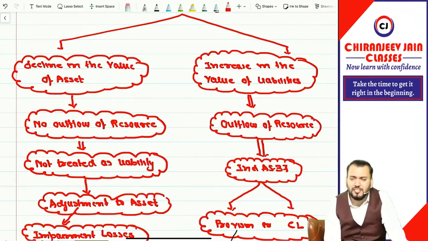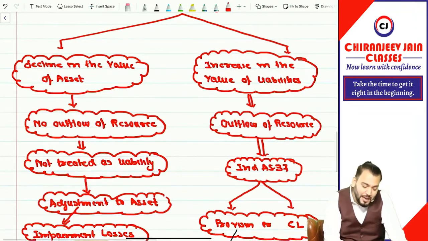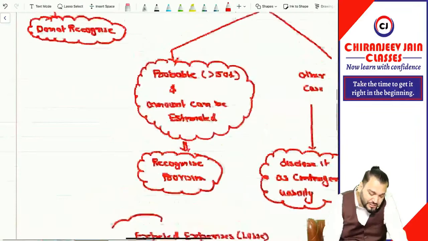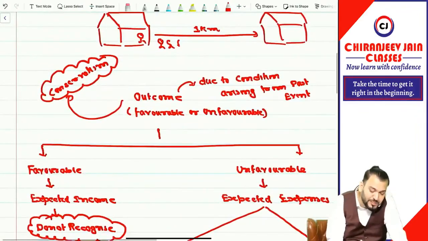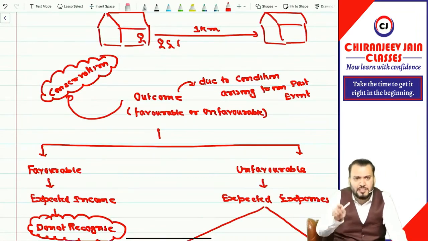Whether depreciation is due to conservatism? Yes or no? Please react fast. We are discussing conservatism right now. I have written also that this is due to what? Whatever we are discussing, we are discussing due to which principle? Conservatism. Whether depreciation is expected expenses arising from past event?